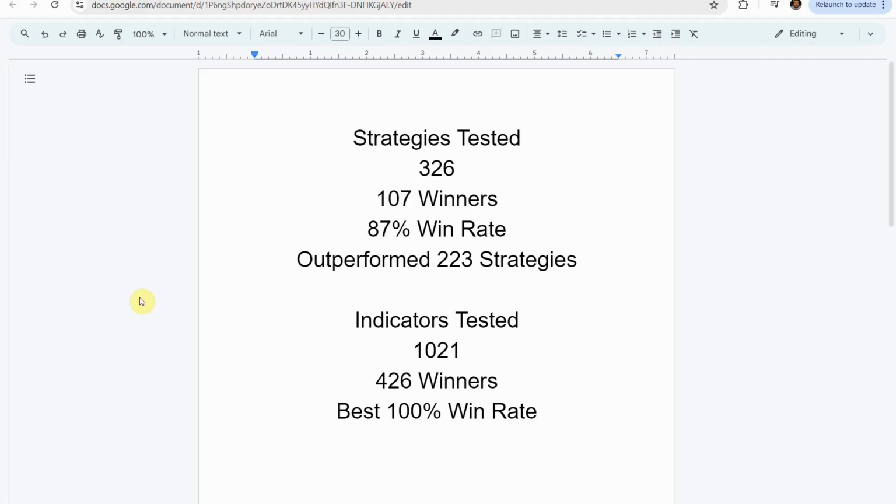Alright, as I said, today we will be testing a new style of moving average. Before we do though, I wanted to put the testing scoreboard up for everyone to see. So to date, we have tested a total of 326 different strategies, with 107 of them being winners. The best one so far was able to achieve an 87% win rate. That was achieved using the Academy of Forex indicator. And so far, since we've been keeping track, it has outperformed 223 of the other strategies that we have put it up against, every single one so far. We've also tested a total of 1,021 indicators, with 426 of them being winners.